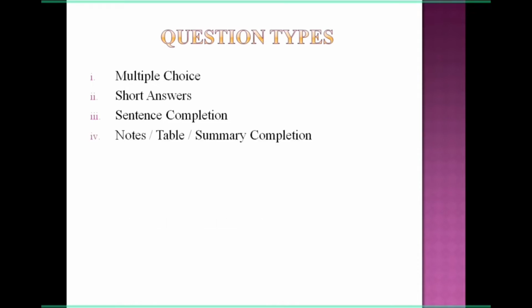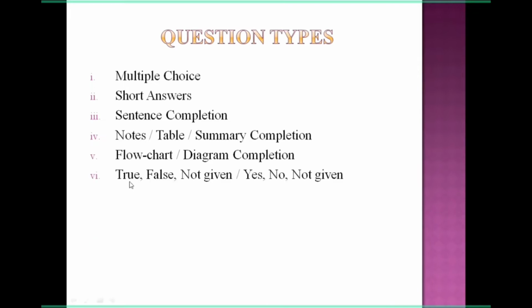Next one is notes, table, or summary completion. And similarly, there is flowchart and diagram completion. In these two types of questions, there will be some kind of non-verbal material like diagrams or figures, and you will have to complete those figures. The next type is true, false, not given or yes, no, not given questions. True, false, not given questions are also called identifying information, and yes, no, not given questions are also called identifying writer's claims or writer's views.